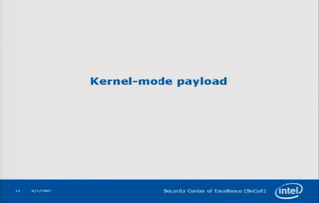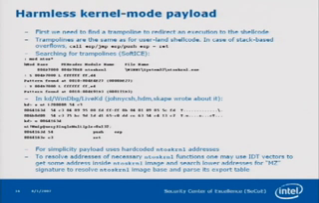All right, so for the complete picture of remote exploitation of wireless LAN drivers, we will need to give a simple example of a harmless kernel mode payload on Windows, specifically on Windows, that can be used for demo purposes. So, the harmless kernel mode payload. First, we need to find a trampoline address to redirect execution to our shellcode.